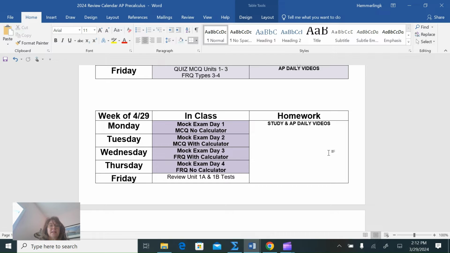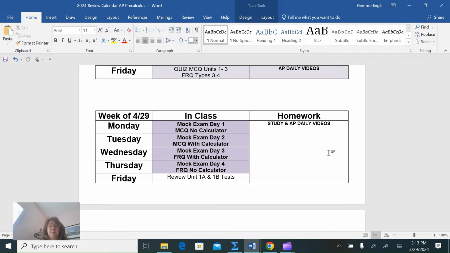So as you can see, Monday, April 29th, they'll do the multiple choice portion with no calculator. And again, I have my students about an hour a day. On Wednesdays, I have them for 45 minutes though. So on Tuesday, then they'll do the multiple choice with calculator. On Wednesday, the free response with calculator. And on Thursday, the free response without calculator.